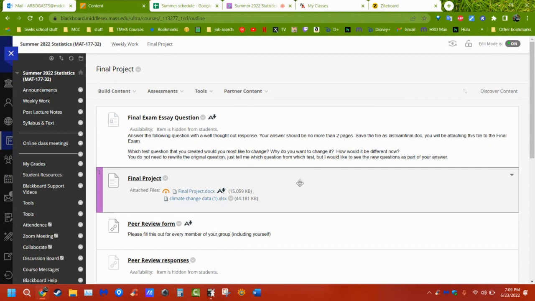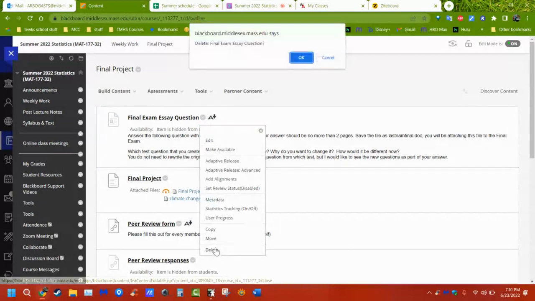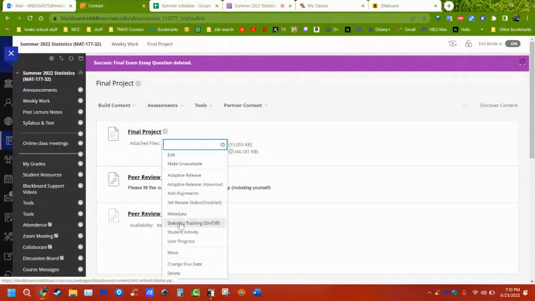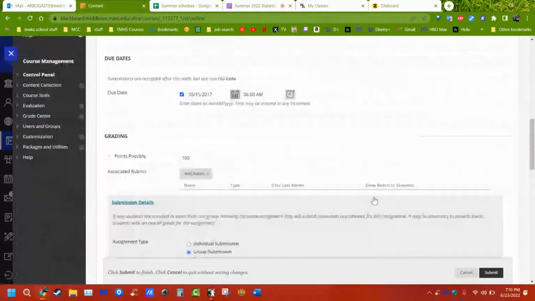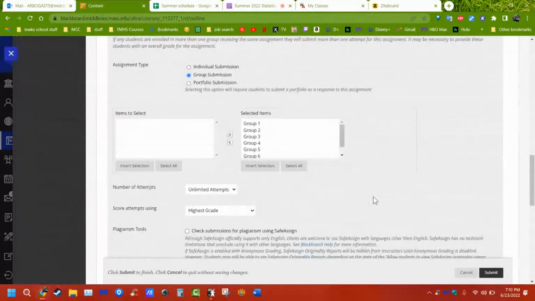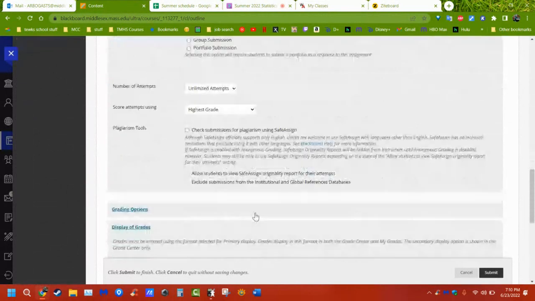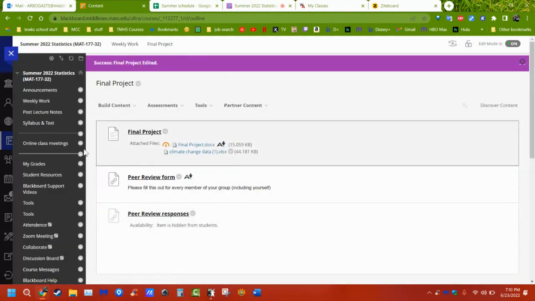Yeah, that's old. I'm getting rid of that. All I see is the peer review form. Let me make this available. I don't know why, again, it says make unavailable. Yeah, when I click on final project, it just says the peer review form. Make the assignment available. Submit. There. Now you should be able to. Now can you see it? You hit refresh.